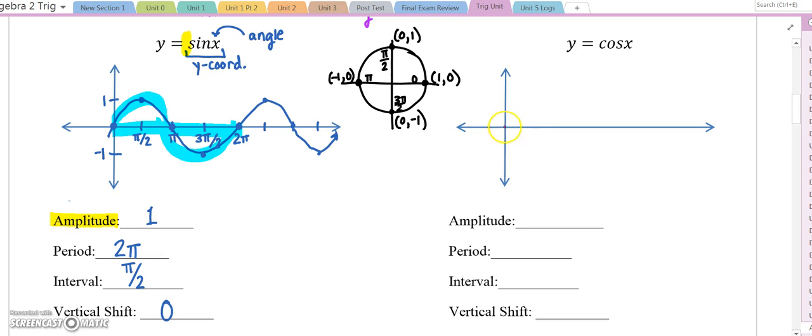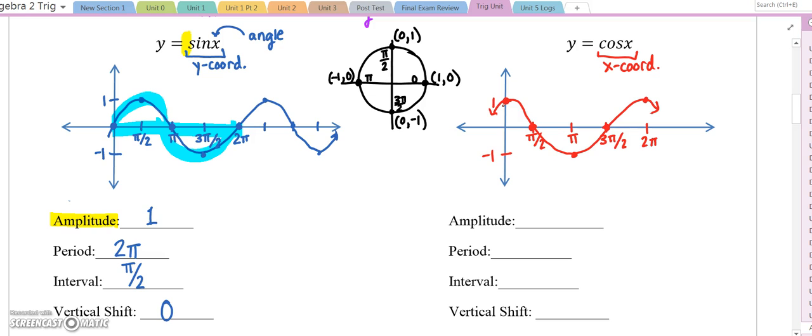With cosine, when I have the angle 0, I'm looking at the x-coordinate. So at the angle 0, my x-coordinate is actually 1. So I'm going to start up here. My next angle, pi over 2, now I'm back to 0. My next angle is pi, and we go down to -1. 3 pi over 2, the cosine of that is 0. And 2 pi, we are back up to 1. And again, we could keep going, but you can get the sense of what it would look like.